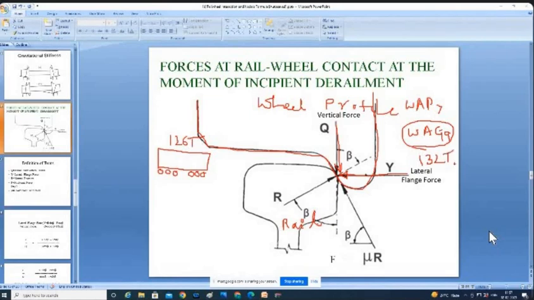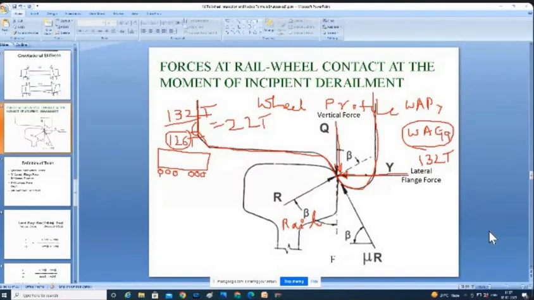I'll repeat once again. The WAG9 locomotive is of 6,200 horsepower, 132 ton. Suppose 132 ton, divided by 6 axles, same 6 axles here also. So 6 2s are 12, so again 12, so it is 22 ton.